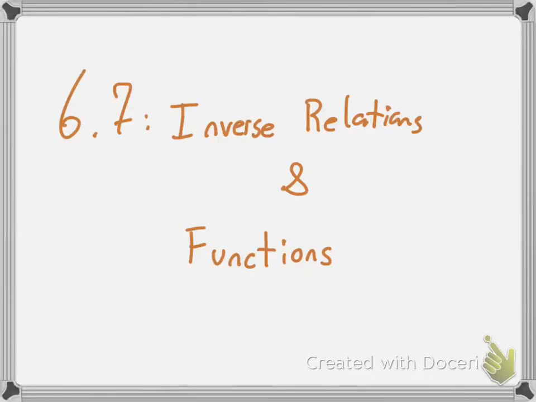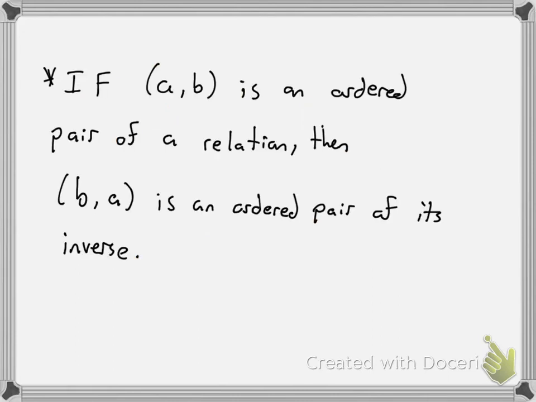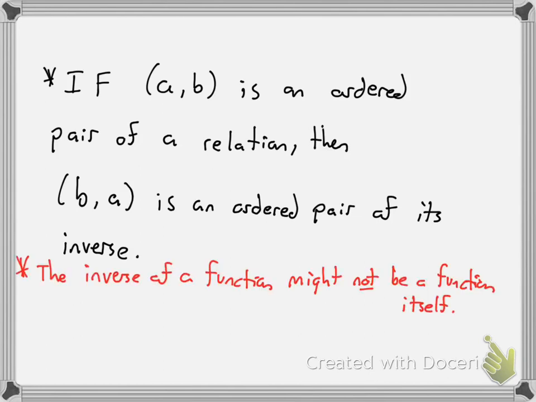In section 6.7, we're going to be looking at inverse relations and functions. So if we have (a, b) as an ordered pair, and if that's a pair of a relation, then if we flip those coordinates, (b, a) is the ordered pair of its inverse. And then another important thing to note is that the inverse of a function might not be a function itself.